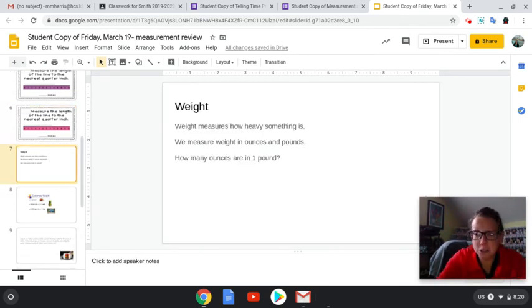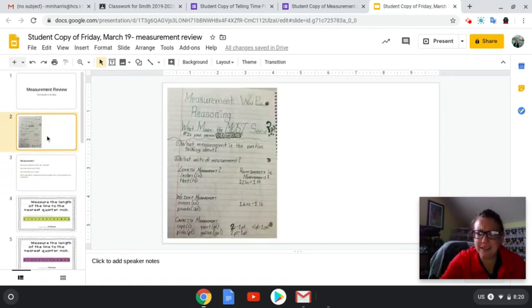Okay, on to our weight measurement. Remember, when we're talking about weight, we're talking about how heavy or light something is. So, what are our units of measurement for weight? Ounces and pounds. You can look back at our notes, and if you didn't get these, this would be a really good time for you to write them in your notes so that you have them. We measure weight in ounces and pounds.